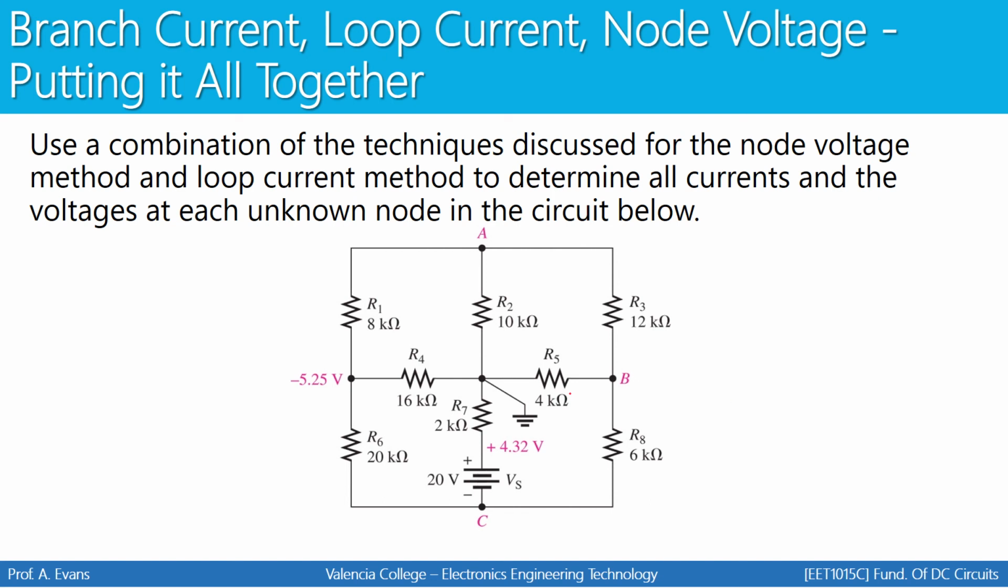Notice where ground is before we begin. Ground is in the middle here. Notice we have a voltage labeled right here. That means from this point to ground is 4.32 volts. We also have a voltage labeled here. That means from this point to ground is negative 5.25 volts.